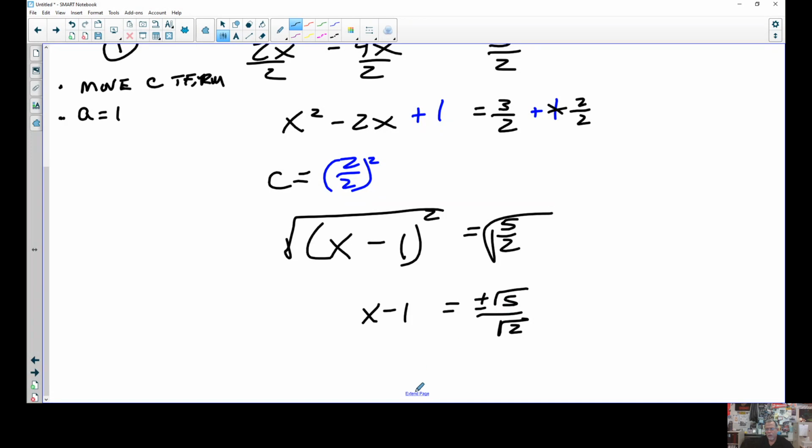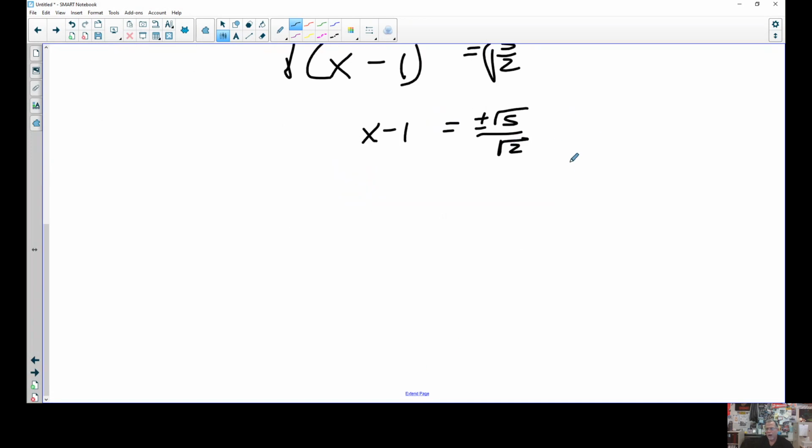Now, we can't leave it that way, right? We can't leave a root 2 in the bottom. So I'm going to multiply top and bottom by root 2. And when I do that, I get plus or minus root 10 over 2. On this side, I still have x minus 1. So now I'm going to add 1 to each side.